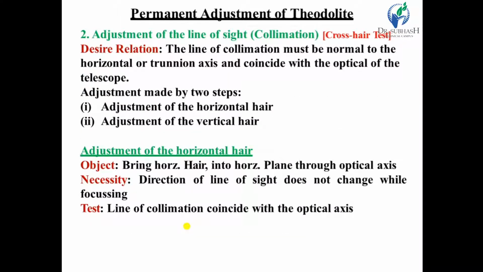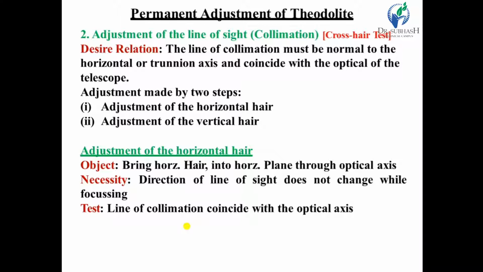Next, adjustment of the line of sight. The line of collimation must be normal to the horizontal or trunnion axis and coincide with the optical axis of the telescope. We make the adjustment in two steps: first, adjustment of the horizontal hair, and second, adjustment of the vertical hair, because we have to sight our object by bisecting it with the vertical hair.